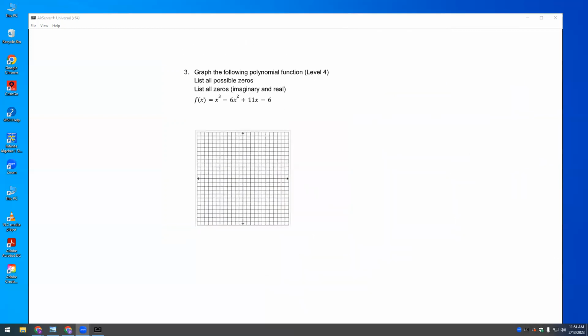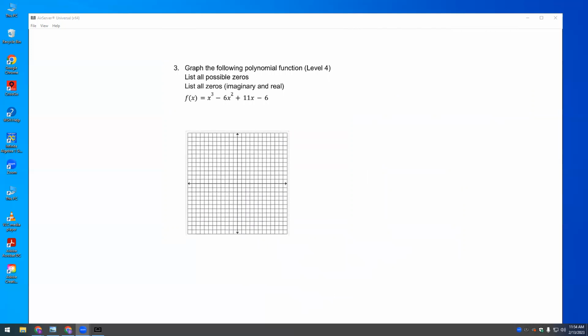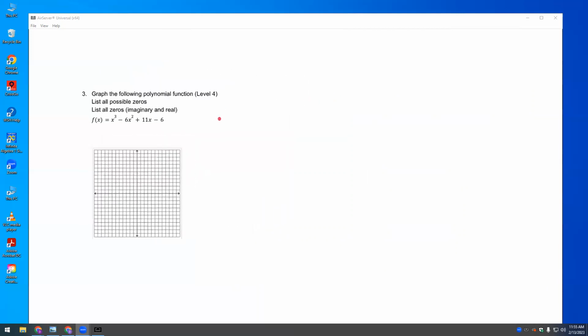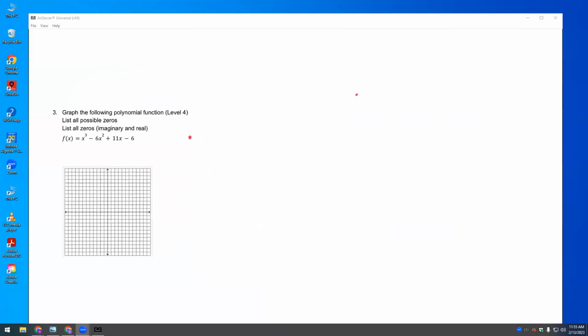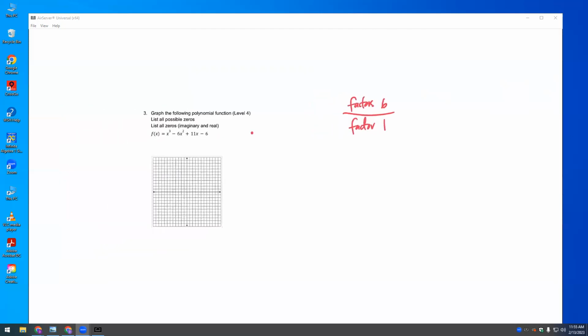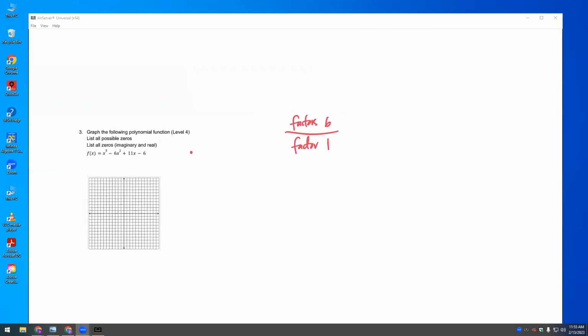All right, we have the possible, now the P over Q. So we have factors of 6 over factors of 1, because P is 6, Q is 1. So it will be 1, 2, 3, and 6. Those are the only possible factors of 6, and then 1, and plus or minus.